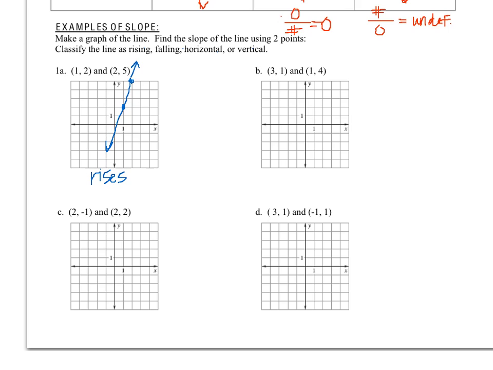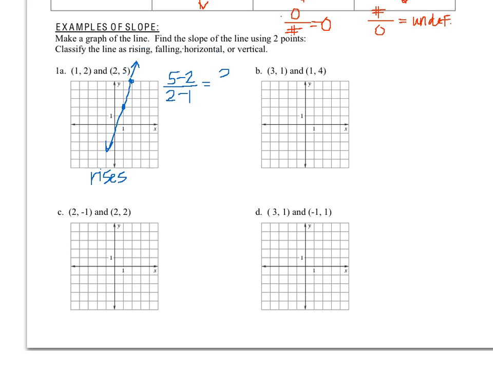In order to find that slope, I'm going to take my slope formula. And I'm going to take my second y value of 5 and subtract my first y value of 2, divided by my second x2 minus my first x1.